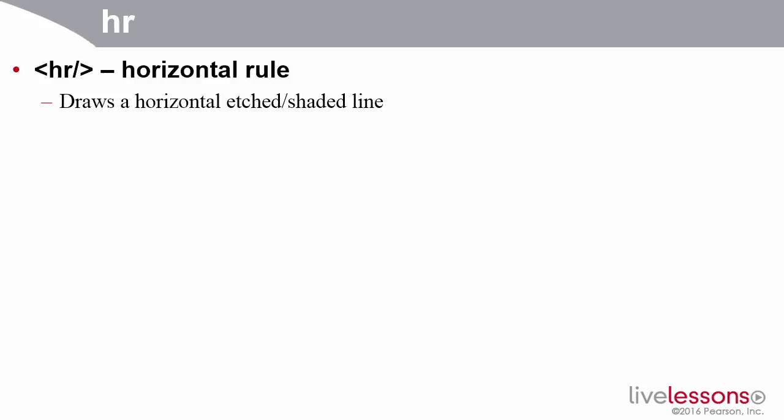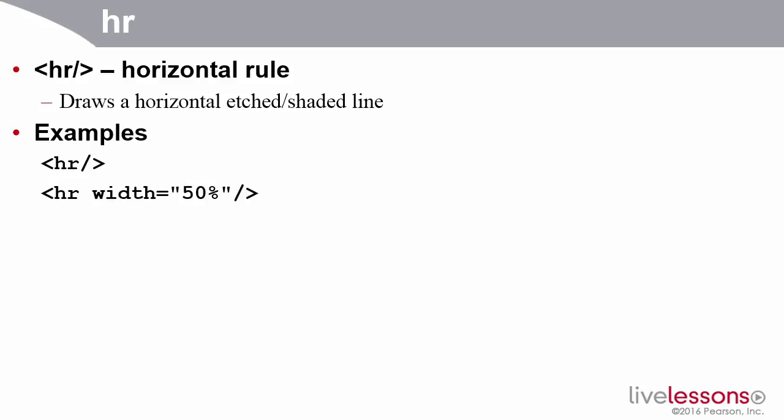HR is also useful. BR means line break. HR means horizontal rule. Draw just a horizontal line across the page that looks kind of etched in 3D, just like the line in a field set in legend looks like it's etched in 3D. It's just a kind of nice divider that looks visually appealing. So it just draws a horizontal line. HR means horizontal rule, like a rule from a ruler, drawing a line.